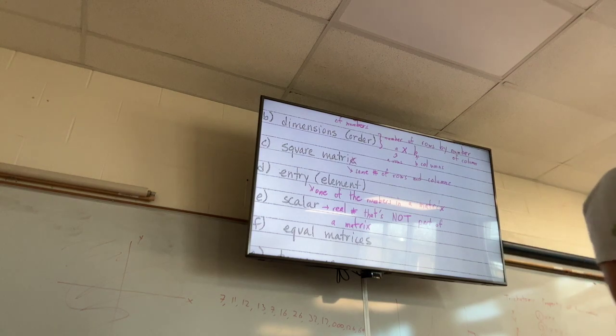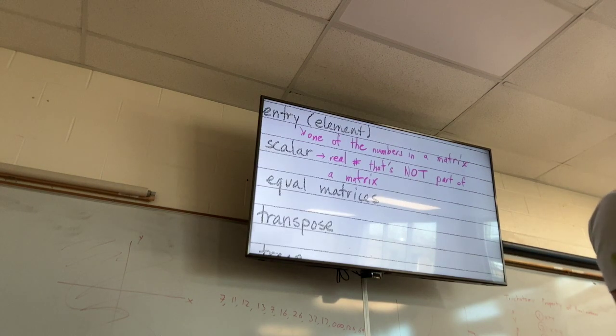Equal matrices. Two matrices are equal to each other if and only if they have the same everything: the same dimensions, and every single entry is the exact same in every corresponding row and column.